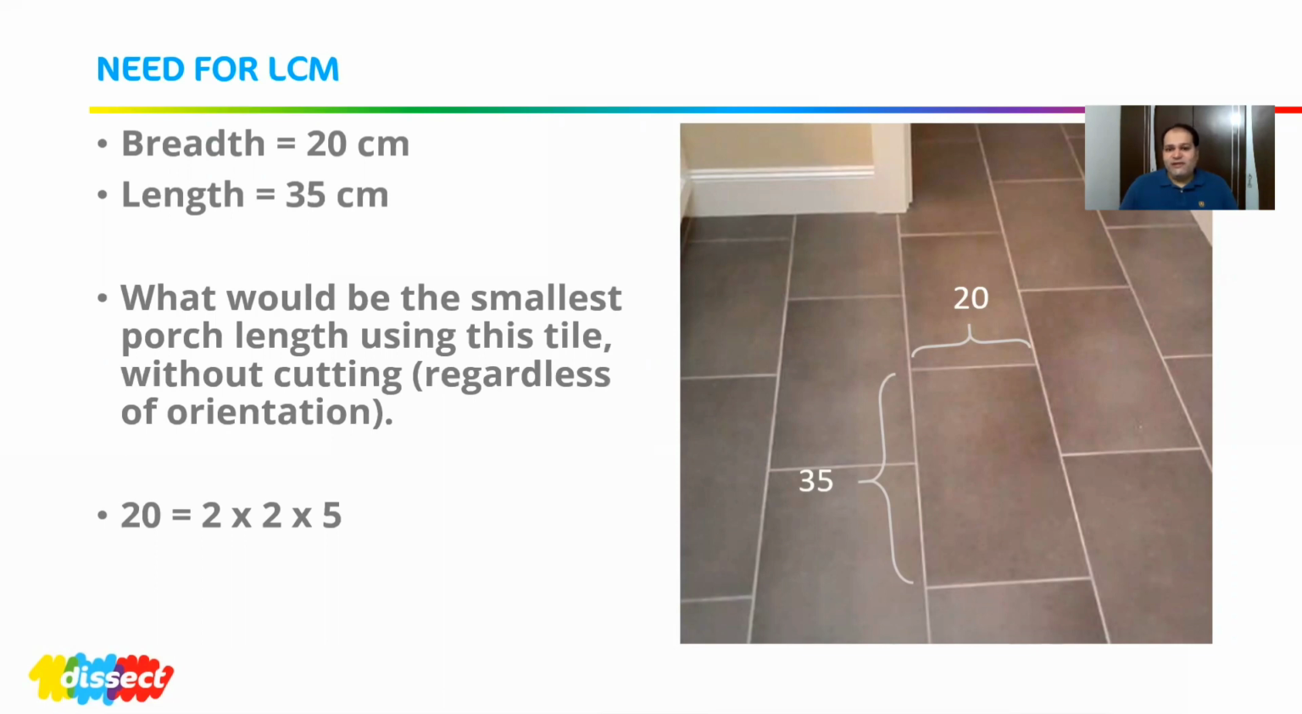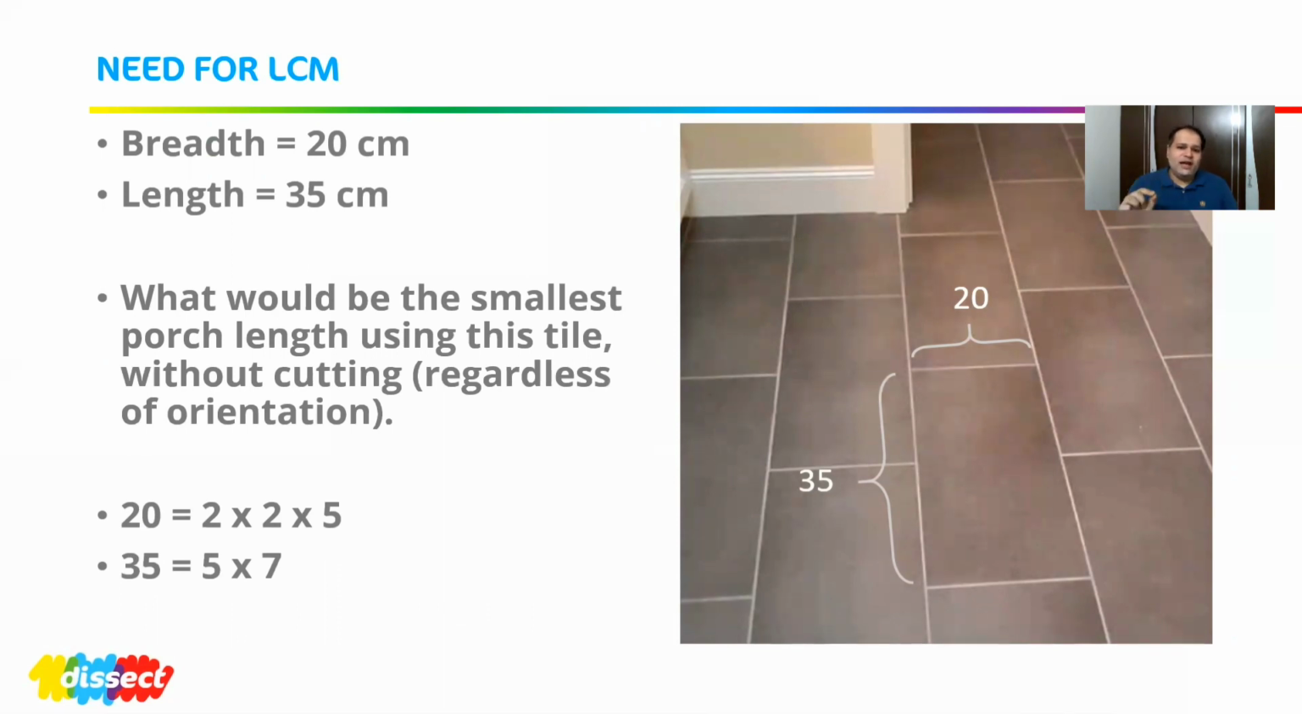We find the factors of both these numbers, 20 and 35. Yes, even though we are trying to find out the least common multiple, the method to do it is by finding the factors of these numbers. So again, we'll use prime factorization for finding factors. For 20, we would get 2 into 2 into 5. For 35, we would get 5 into 7.